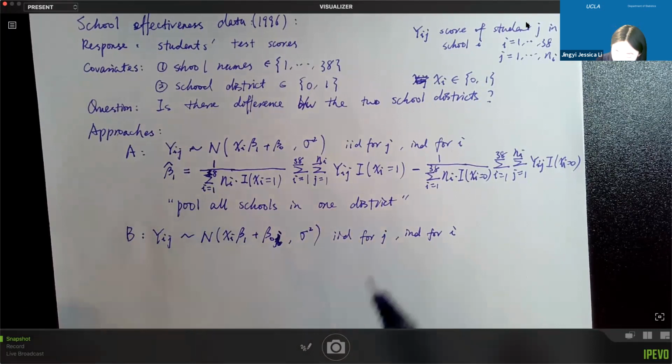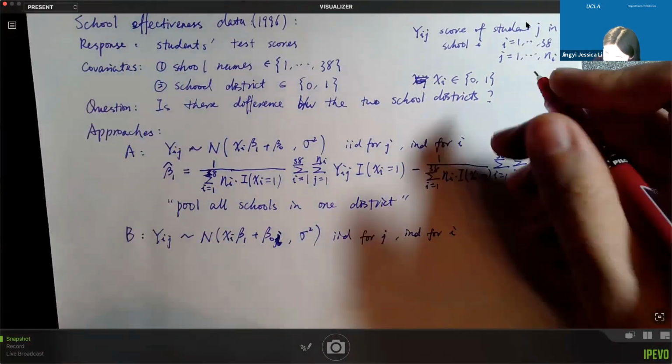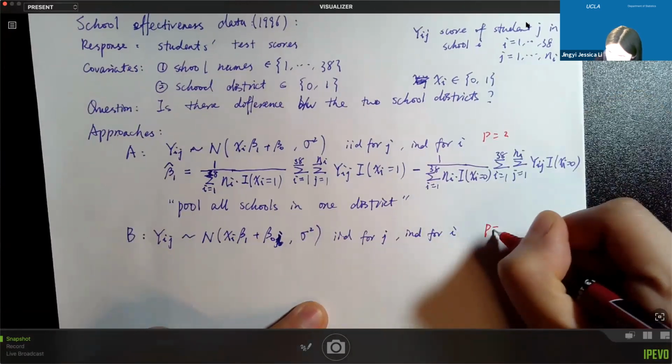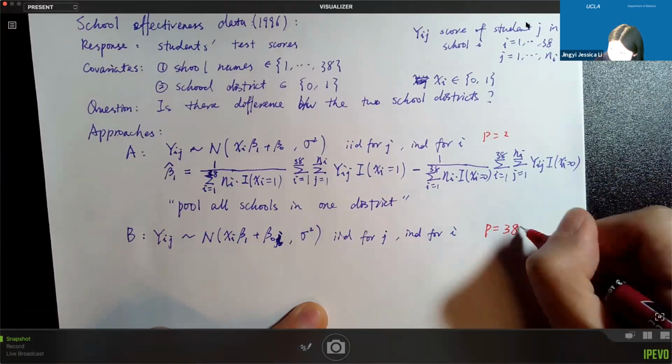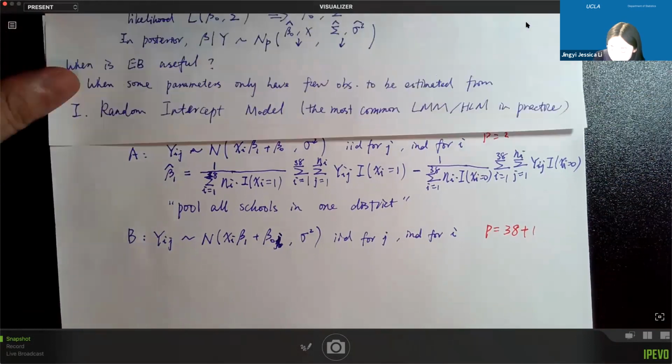So the number of parameters instantly goes from p equals 2 to p equals 38 plus 1, 39. So we need to deal with that. You probably wonder, okay, there might be too many parameters for me to estimate. And then coming back to what I said about the motivation.